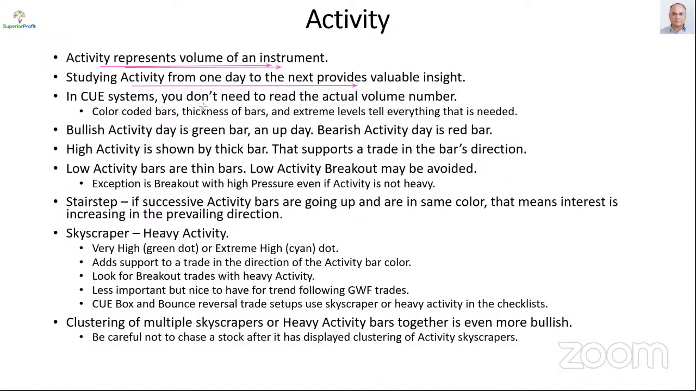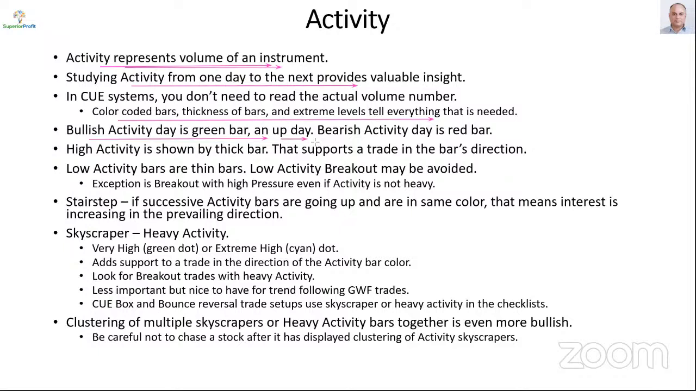In Q systems, we don't need to read the actual volume number. Color-coded bars, volume or activities represented by bars or histogram, thickness of the bars, extreme levels with dots tell everything that is needed. Bullish activity day is green bar. It is an up day. Up day relative to previous day, not up day from the open.